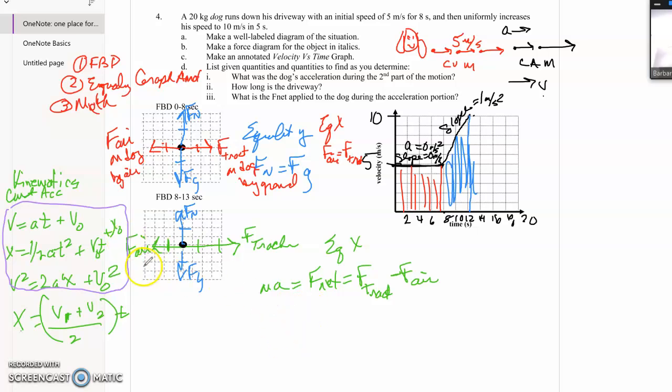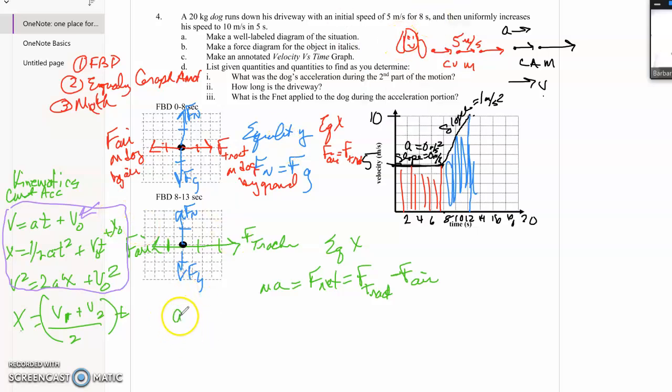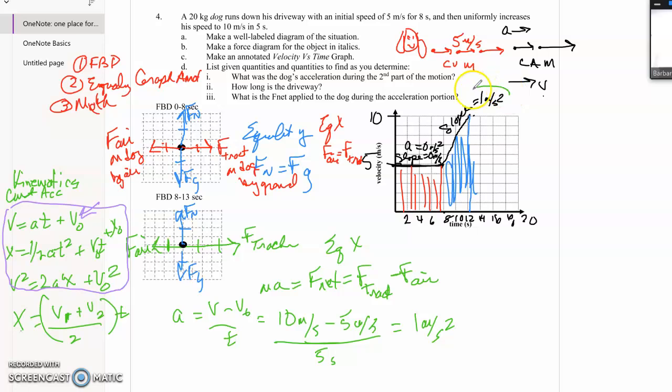All right, so in this case, I still like that one. So I'm going to say A equals V minus V naught over T. And that's going to be 10 meters per second minus 5 meters per second over 5 seconds. So 1 meter per second squared. Oh, look, same as what I got here. Awesome. Confirming. Okay, and let's see, what else do they want?